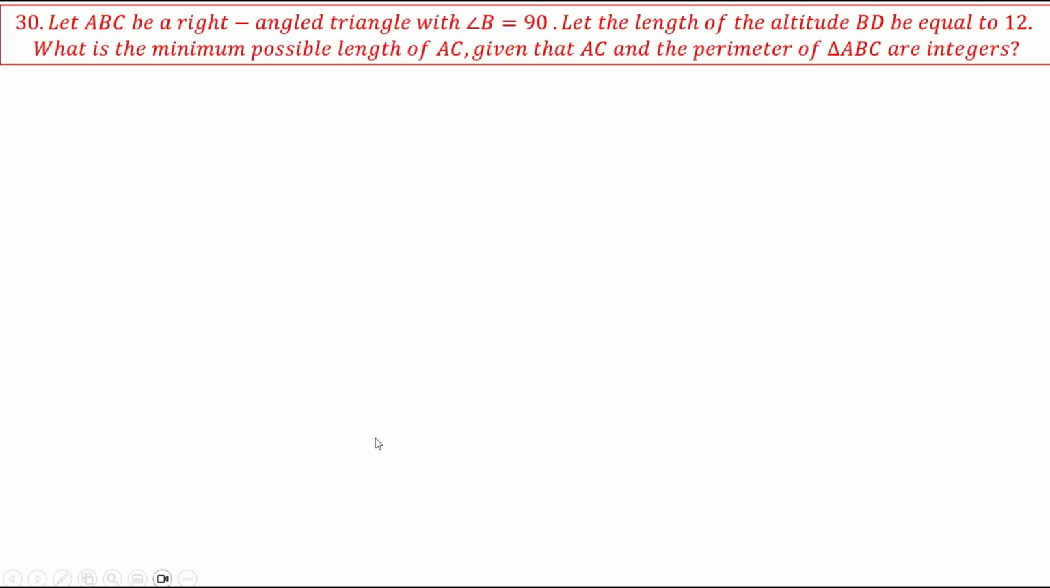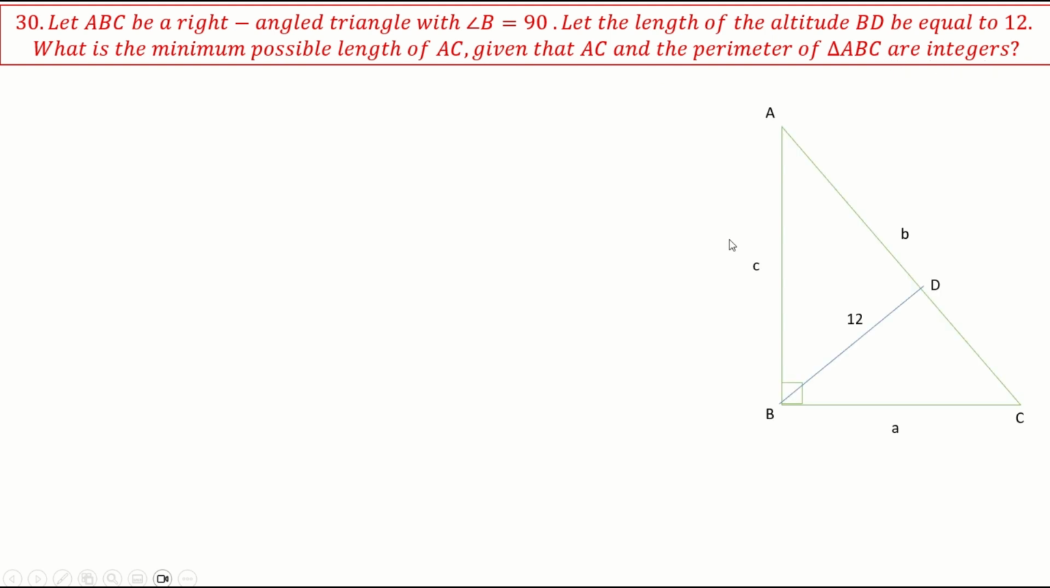30th problem. This is the last one. Let ABC be a right angle triangle with right angle at B. Let the length of altitude BD be equal to 12. What is the minimum possible length of AC given that AC and the perimeter of ABC are integers?